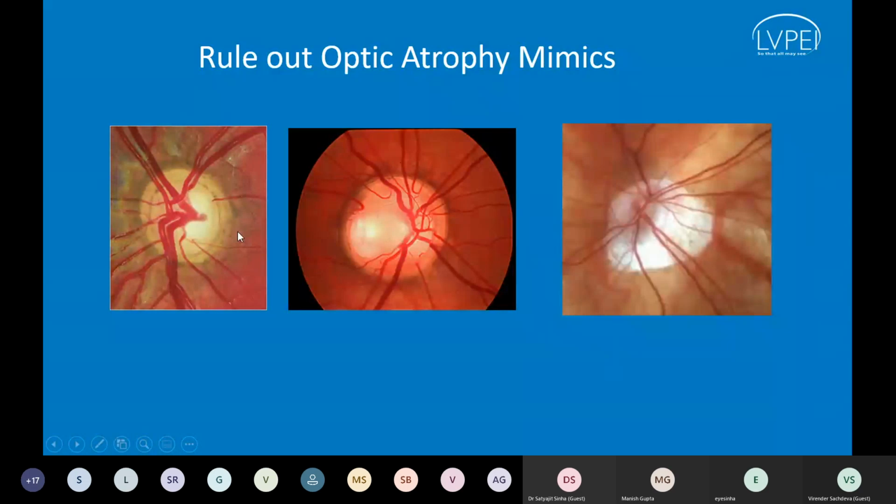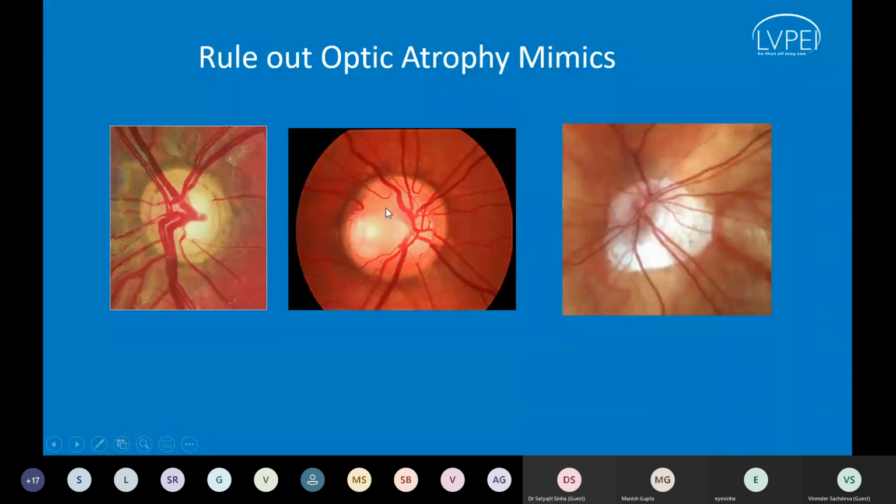For example, the picture on the extreme left of your screen appears like a very pale disc, but this is a magnified picture of a patient with optic nerve hypoplasia. If you look carefully, the optic nerve is much smaller, and you can see a double ring sign. You can see a whitish ring outside the optic nerve itself, which is the area where the sclera is visible and the optic nerve has not developed.